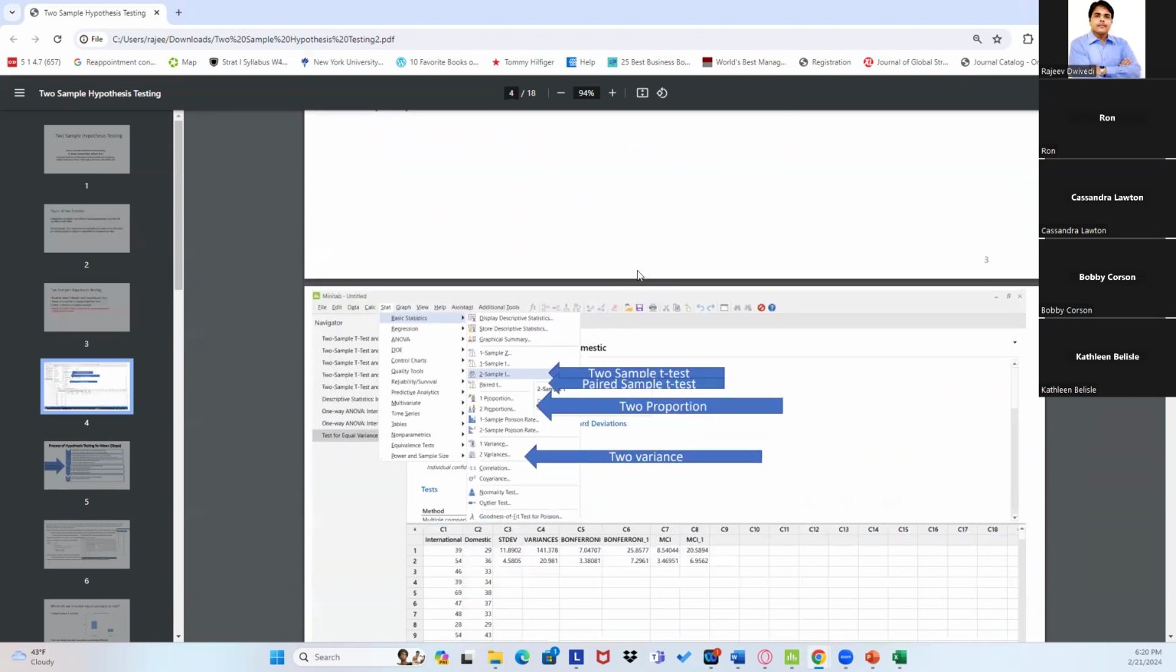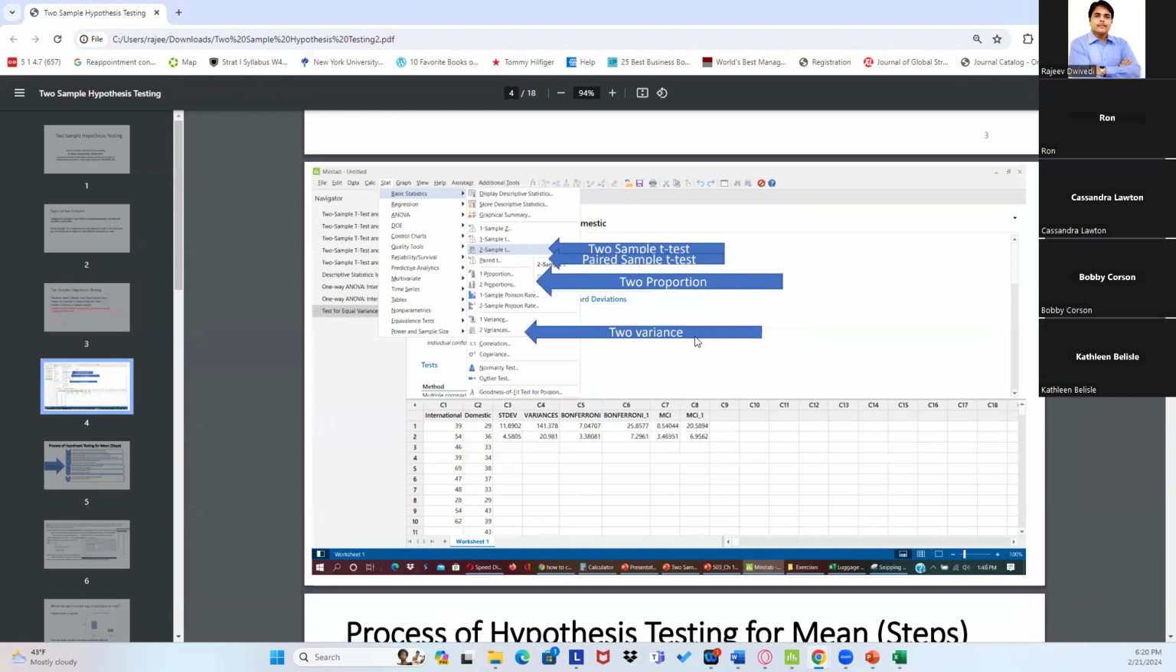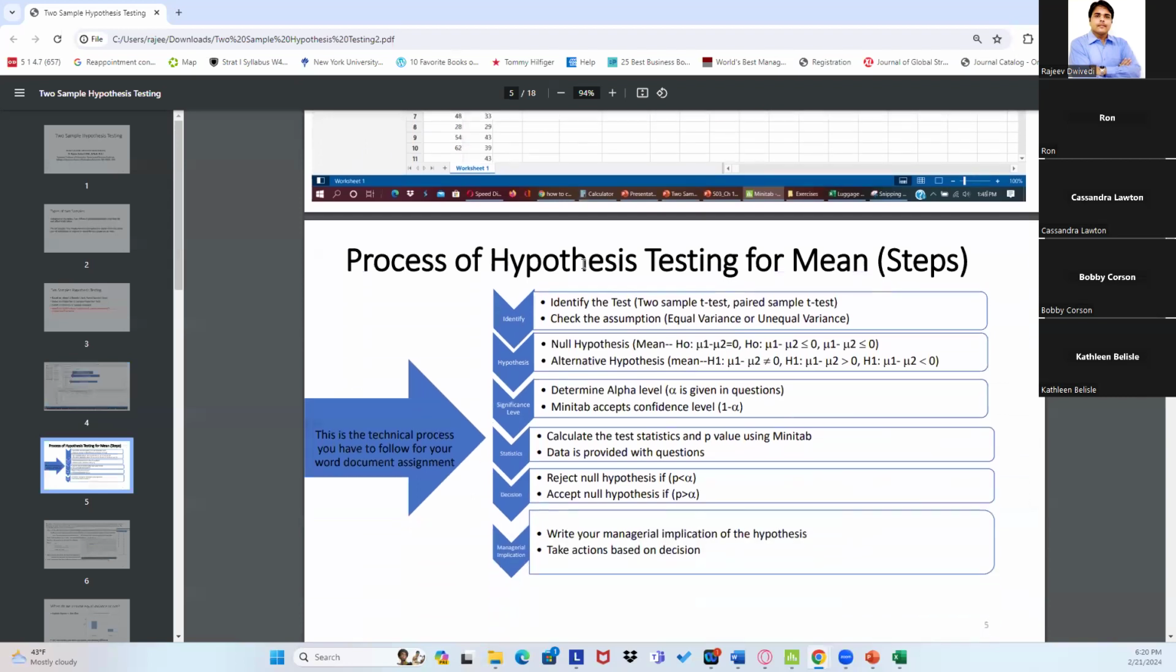In the bottom of the module, you can see two proportion, two variance, two sample t-test, paired sample. Before using these, you need to understand which is going to be required based on the data and the question demand. So these are the steps to test the hypothesis. Identify the test which is going to be useful: two sample t or paired sample.